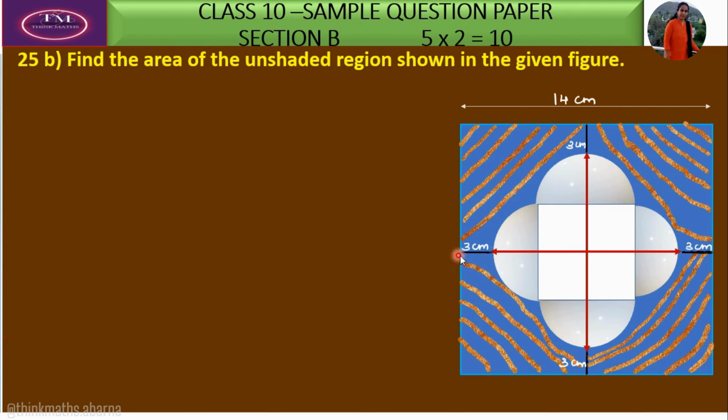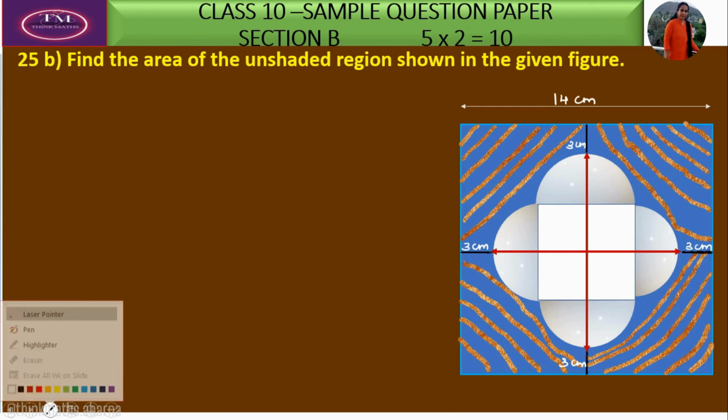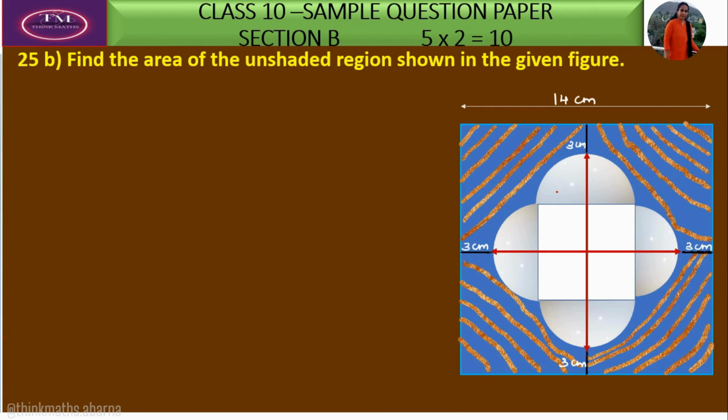This line length is 3 centimeter. There is a black color line here. This length is 3 centimeter. So on all four sides, we have this length. This 3 centimeter. So these are the data given. We have to find out the area of the unshaded region. So how to find out here how this area? So take this. This is the semicircle.